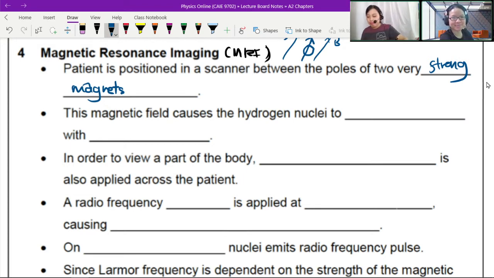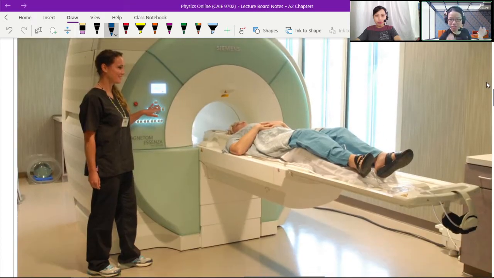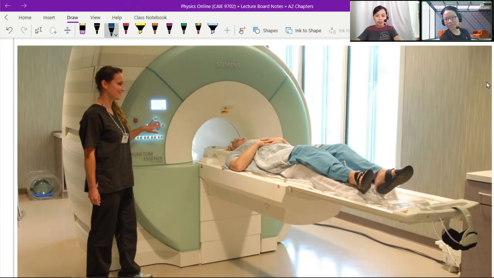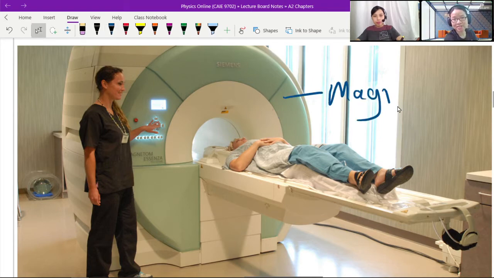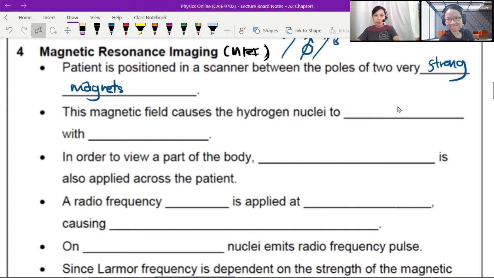Good point. Yep. So I think to start off, we will put the patient in between two poles of a very strong magnet. So it's like that picture, the donut shape. So the donut is a magnet. It's an electromagnet, of course. We will send large current through the coils. Okay. And then it's quite noisy one.